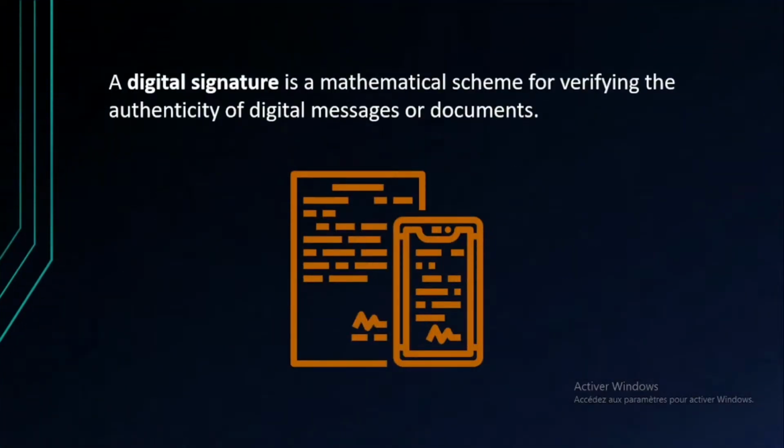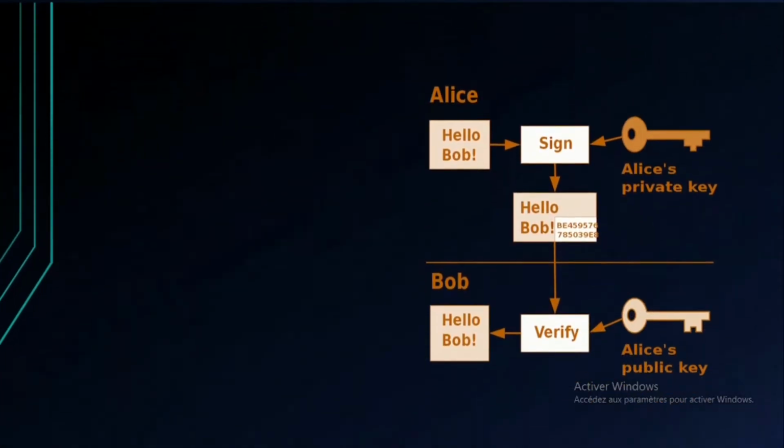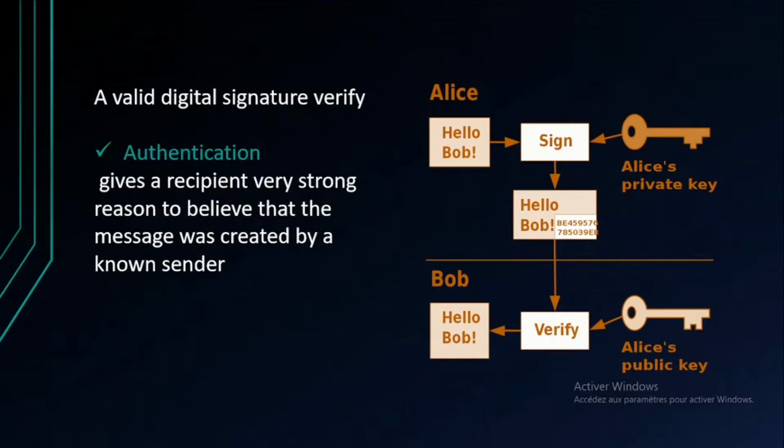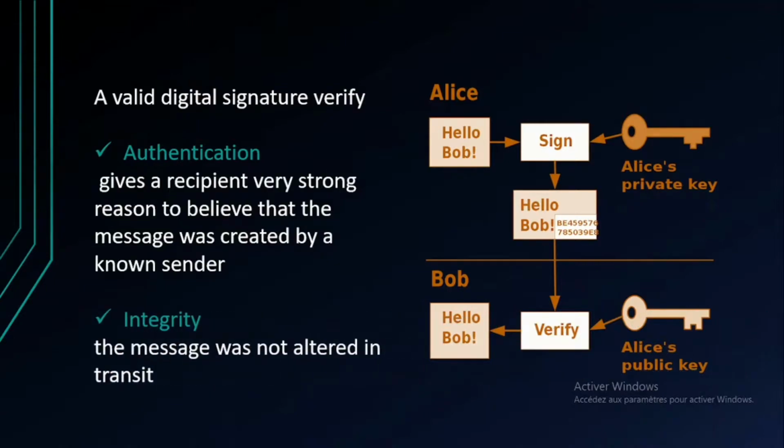A digital signature is a mathematical scheme for verifying the authenticity of digital messages or documents. A valid digital signature verifies authentication, which means giving a recipient very strong reason to believe that the message was created by a known sender, and integrity, that the message was not altered in transit.